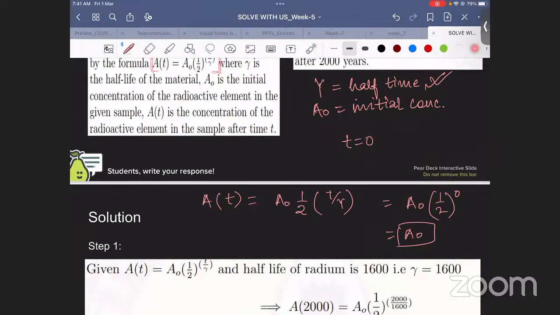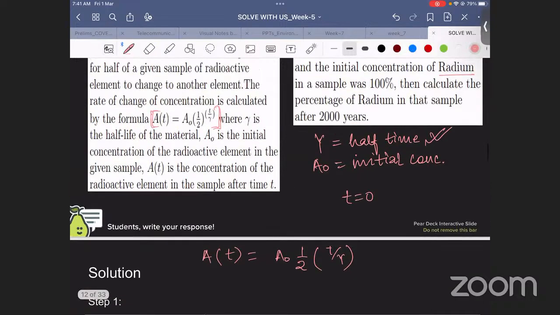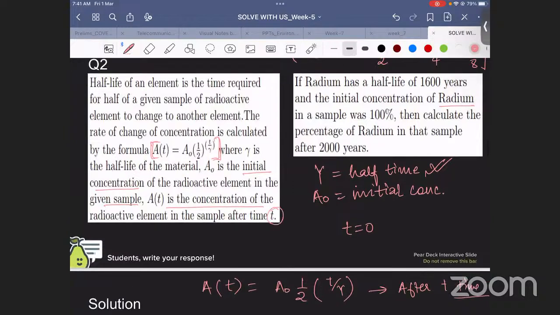And then the concentration is reducing in the form of some exponential reduction, with the power half to the power t upon gamma. So this is clear. Now, a naught is the initial concentration of the radioactive element in the given sample, and a is the concentration of the radioactive element after t time. The unit has not been given, so I guess t must be in years.